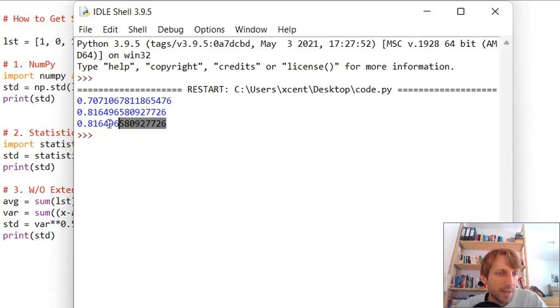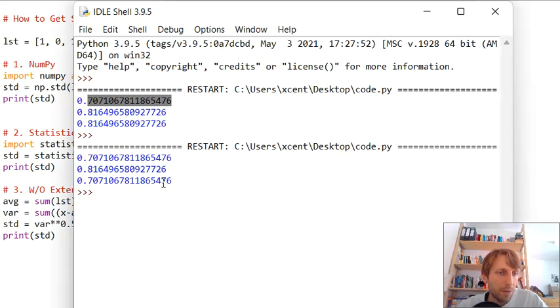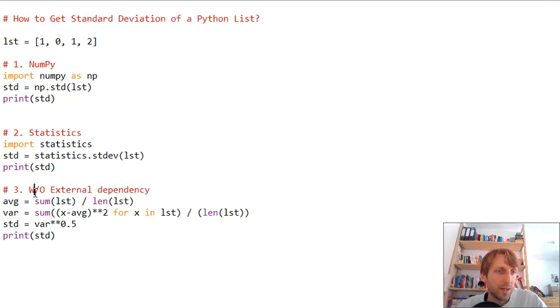Now we can see it's the same as the second result, right? It's 0.81, and it's different to the NumPy result. Why? Because of Bessel's correction, right? So if we would take away this, now we can see it's the same as the NumPy result. So NumPy, our first approach, actually doesn't use Bessel's correction, whereas the second one, the statistics module, uses Bessel's correction.